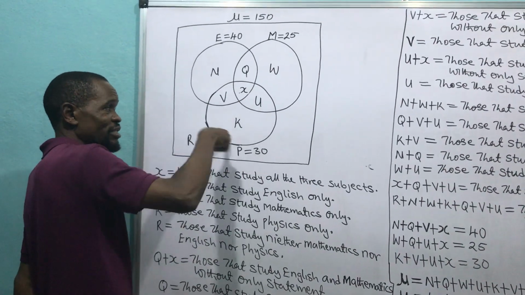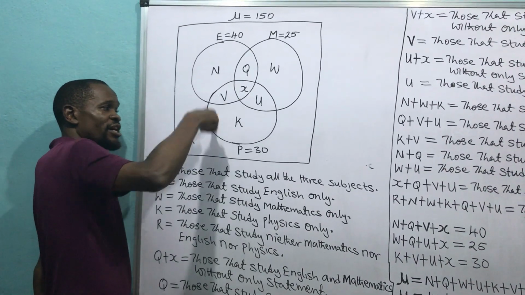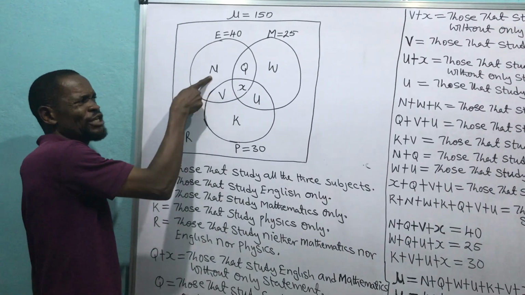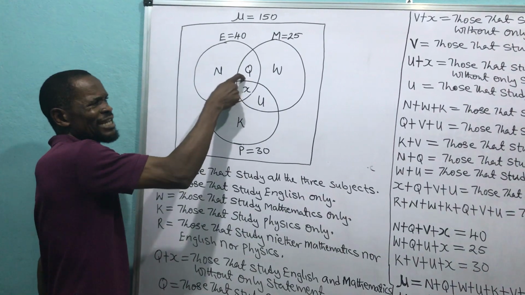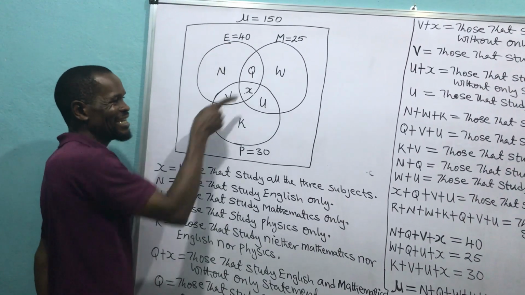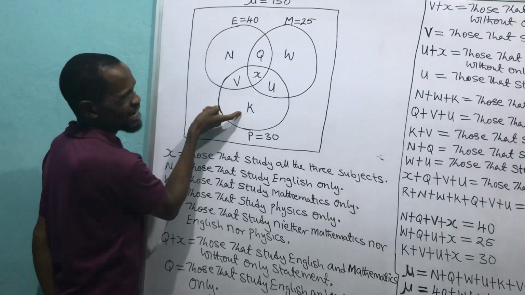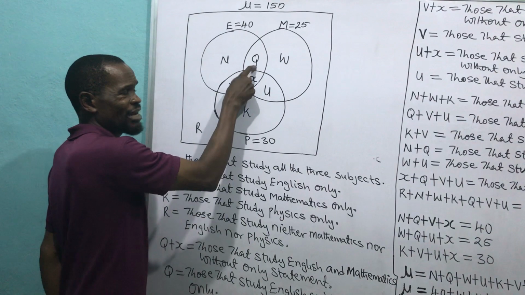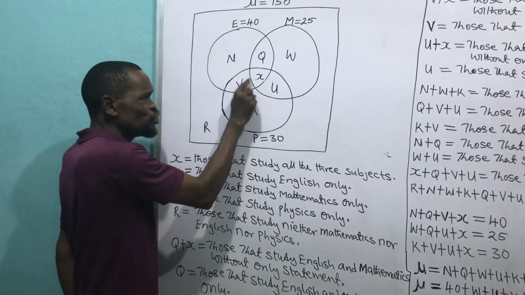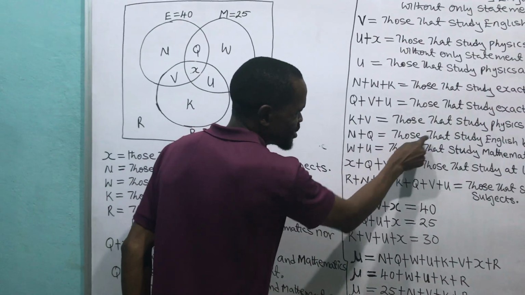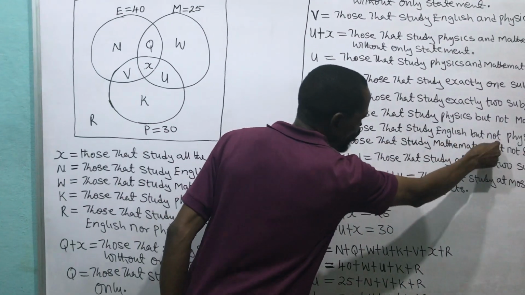Look at the circle of physics. Have you seen the circle of physics here? You see that the circle of physics does not enter into this man's affair. That means this plus this are those that study English but not what? Mathematics. But these people that study English have something to do with mathematics. Have you seen it? But they have nothing to do with what? Physics. That's why I said N plus Q, those that study English but not what?